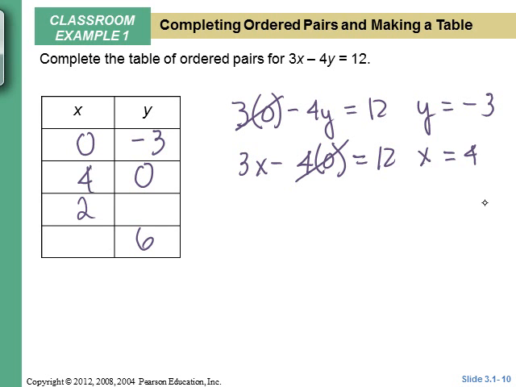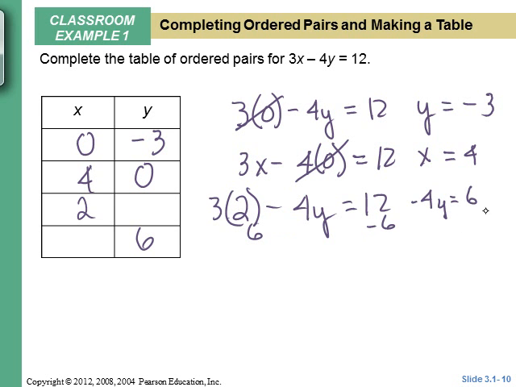Next one, I just arbitrarily chose 2. 3 times 2 minus 4y equals 12. 3 times 2 is 6. So subtract 6 from both sides, you get negative 4y equals 6. So y is negative 3 halves.